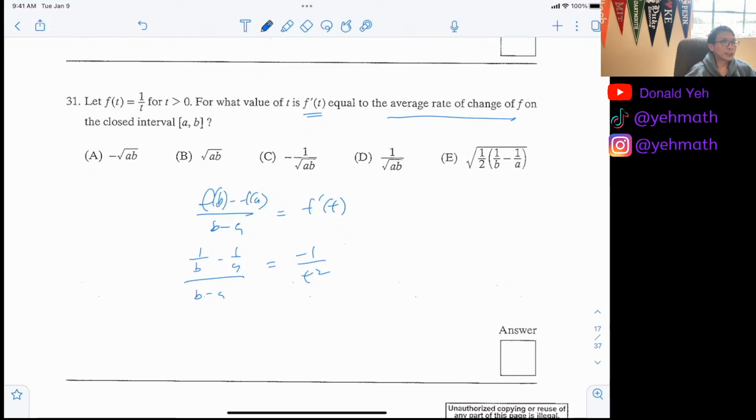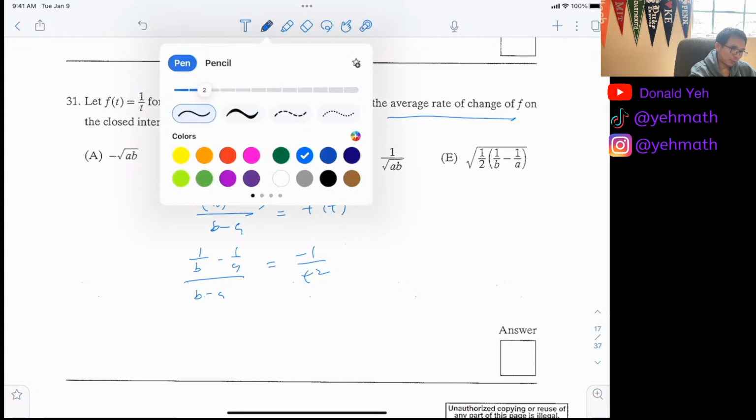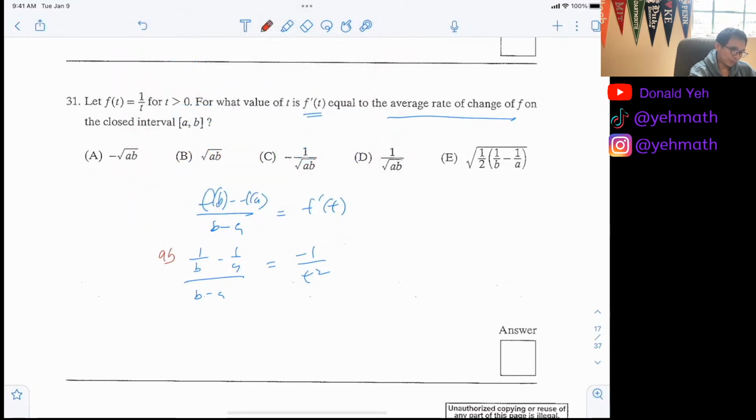I'm going to teach you a shortcut. It's going to help you on the SAT or ACT. Actually help you more on the SAT. When you have a complex fraction like this, look at the denominators. What's the least common denominator here? If I want to combine this, what's the least common denominator? AB. So what we're going to do is multiply top and bottom by AB.